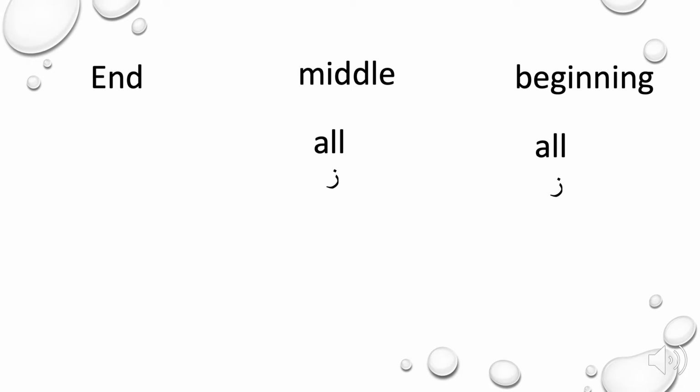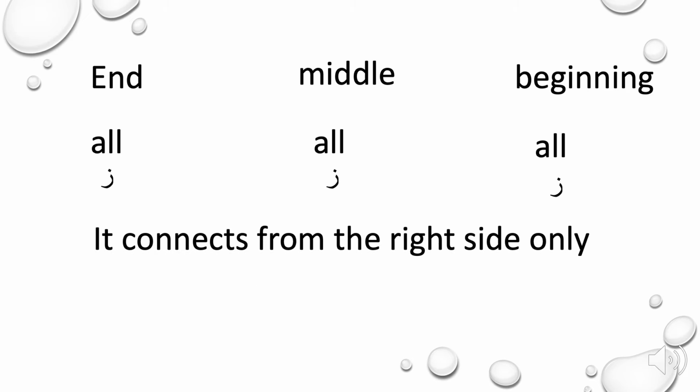In the beginning of a word, we write all of the letter. In the middle of a word, we write all of it. And also in the end of a word, we write the whole thing as well. So this letter is just like the Ra, except that there's a dot on top of it. So it connects from the right side only as well.